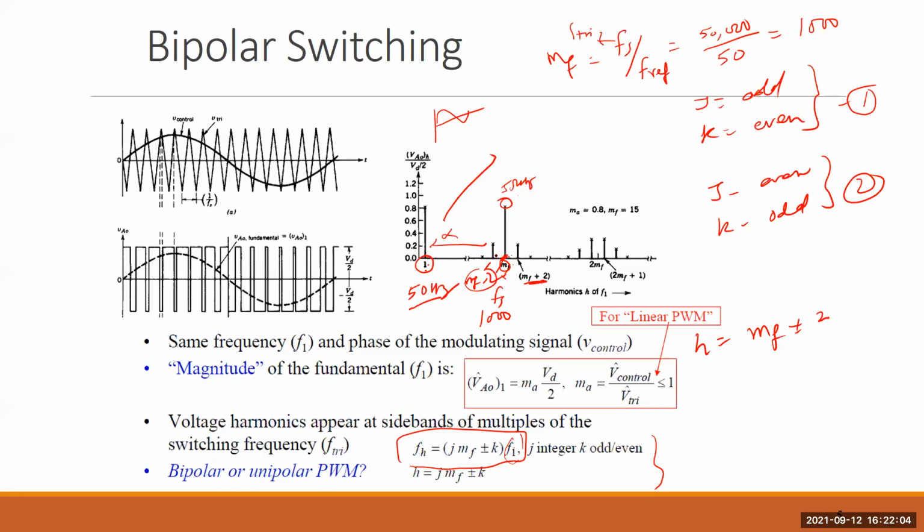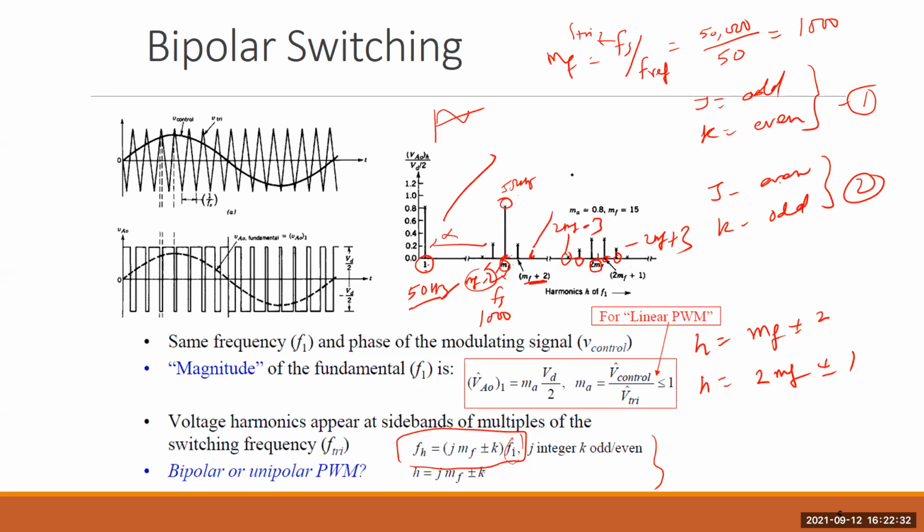MF plus 1, MF minus 1 is absent. Okay. And when J is even, it is 2 MF and K is odd, we say plus minus 1. So you can say this is 2 MF, this is 2 MF plus 1, this is 2 MF minus 1. This will be 2 MF plus 3, and here it will be 2 MF minus 3.